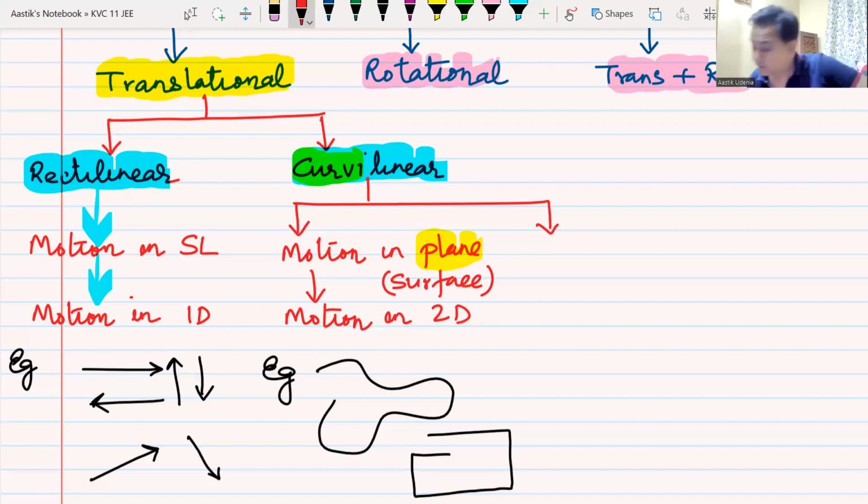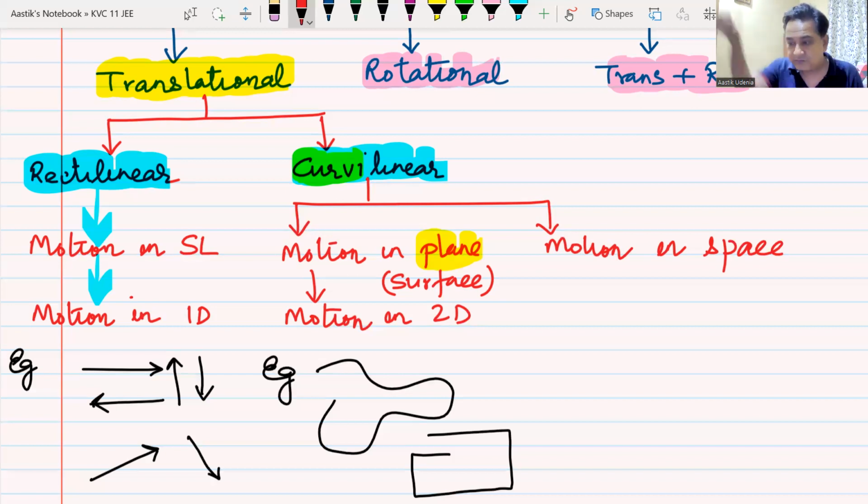What is the third one then? Curvilinear motion can be of two types: motion in a plane, or the next one, motion in space. Anything moving in space can move like this. It can move in all the three dimensions of space. That is known as motion in 3D.